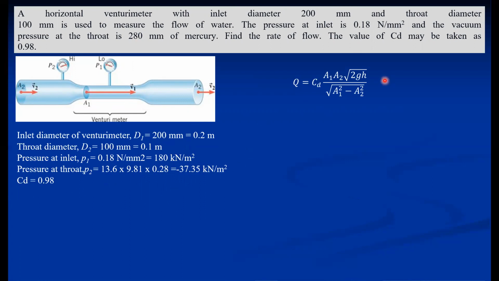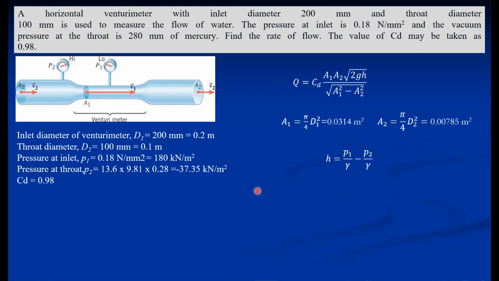Now in this case, the H value is not directly given, because as pressure gauges are there, we have to calculate the H value. First we calculate area A1 with the help of diameter D1, and A2 with the help of diameter D2. Then H is equal to P1 by gamma minus P2 by gamma, because this is a horizontal pipeline. If it were an inclined pipeline, we would have to use the difference in piezometric head. In this case H is actually the difference in piezometric head, but here Z1 is equal to Z2, so that gets cancelled.